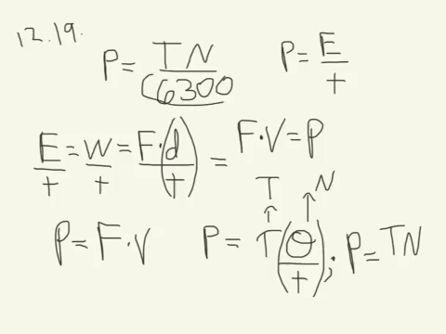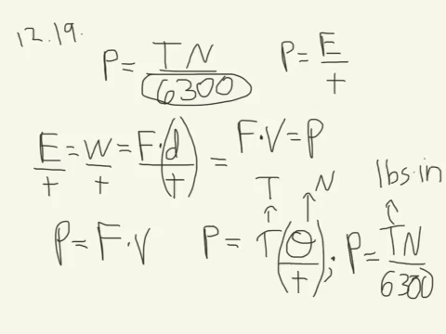So just to explain this, where does this 6300 come from? That's basically, you can think of that as a conversion factor to put power into the units of horsepower. And then the question is, what are you converting from? You only use that 6300 number if your torque is in pounds times inches. And your N is always going to be revolutions per minute.